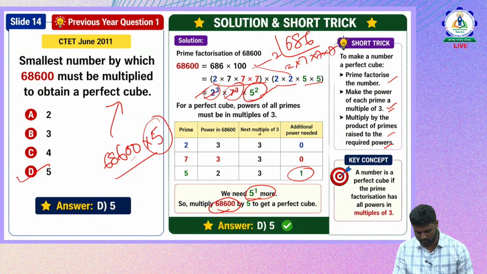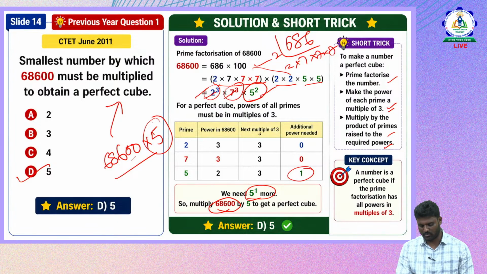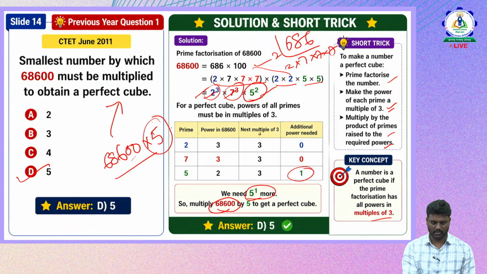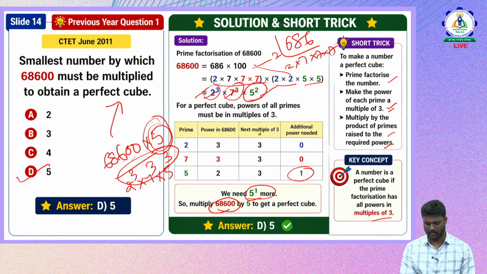So the concept here is: a number is a perfect cube if the prime factors have all powers in multiples of 3. Now when you multiply, it becomes 2 to the power of 3, 7 to the power of 3, and 5 to the power of 3. When the condition is satisfied, with all primes in multiples of 3, we say that it is a perfect cube.